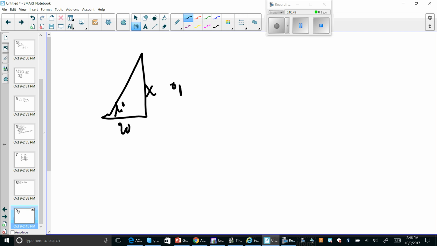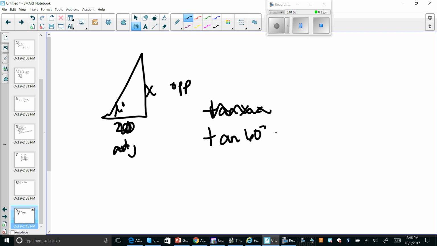So this is the opposite, and this is the adjacent. That's a 20. So I can say the tangent of 60 because I know that. The tangent of 60 degrees equals x over 20, opposite over adjacent. To solve for x, I could multiply both sides by 20. So I want 20 times the tangent of 60 degrees, and that should give me the height here.